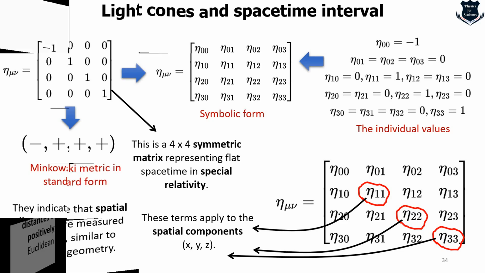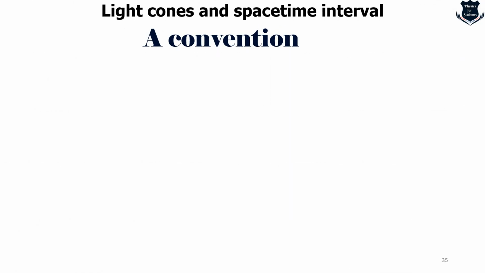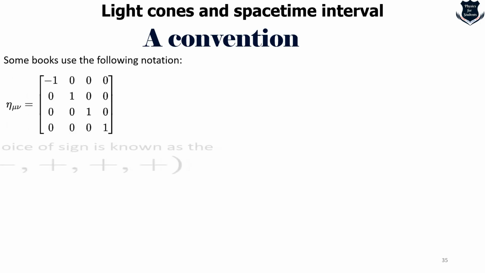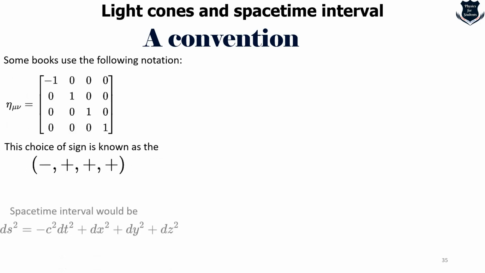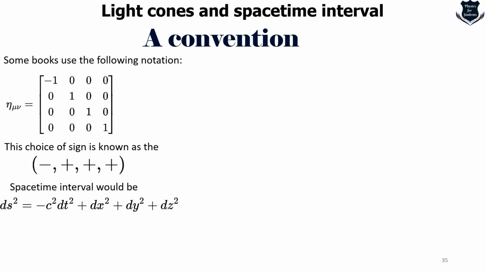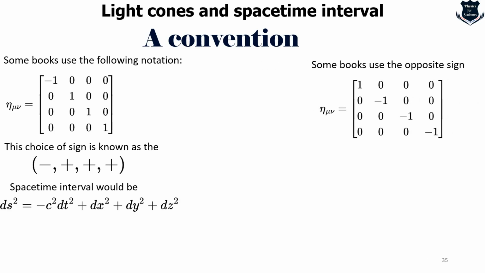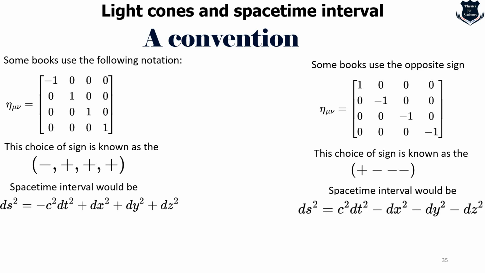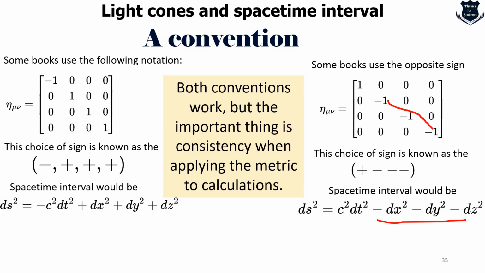Now here is a note, I would say a conventional difference. In some of the books you might find this to be this, and this shows the matrix to be minus plus plus plus, and the interval looks like this. But also in some of the books or some of the learning methods, you will see the minus sign comes over here, 1 minus 1 minus 1 minus 1, and this is the metric which is plus minus minus minus. So the spacetime interval would look like this. So both of them are correct. So here is the -1 and here is the -1. So both conventions are correct. Both of them work. But it is important that you are aware of which type of metric you are using.